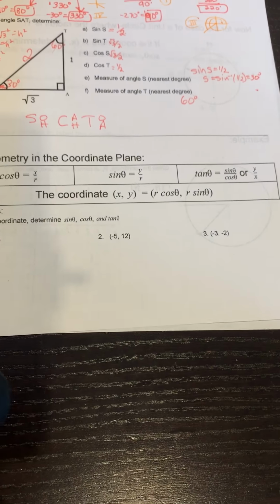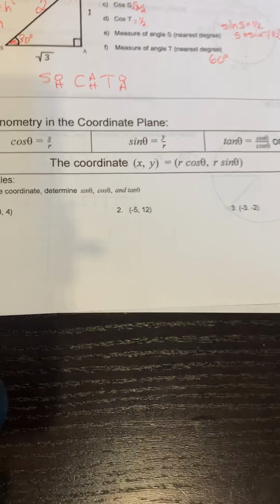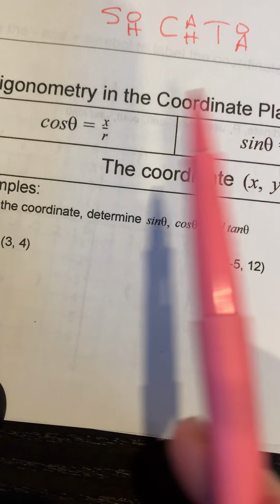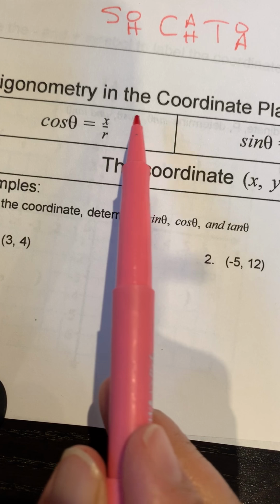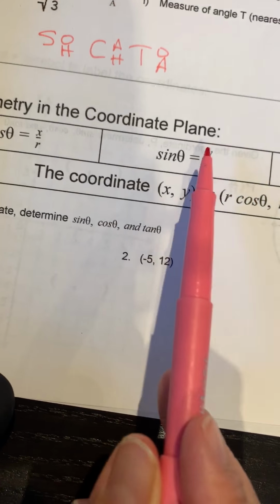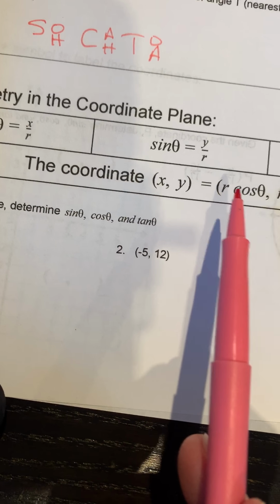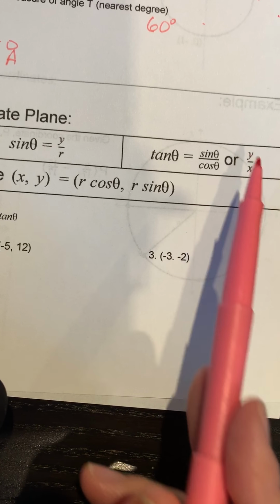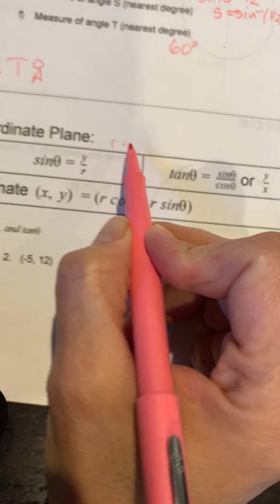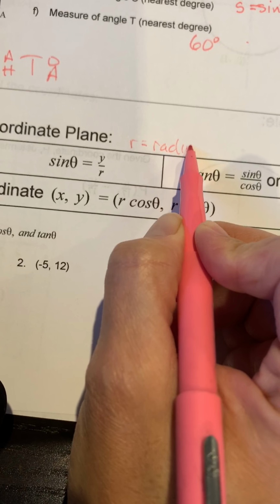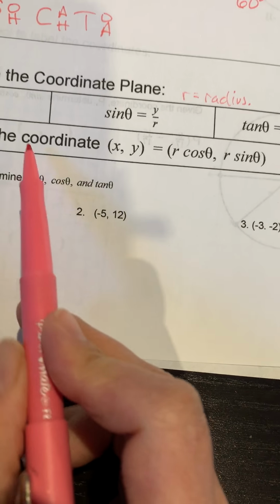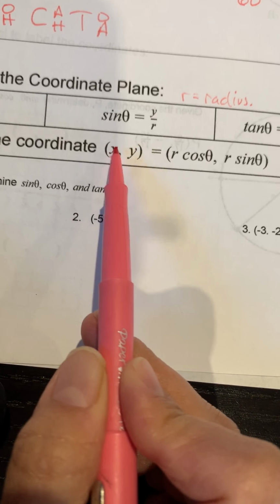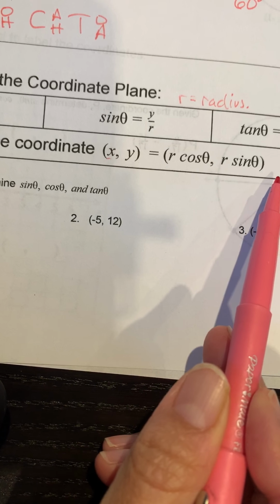All right, so we're talking about the cosine. This is like a formula of a fundamental concept. So the cosine of theta is x over r. The sine of theta is y over r, where r is the radius. I didn't really mention that, I should. And tan of theta is sine over cos, or y over x. And also one more thing: a coordinate x, y is always just going to be r cosine theta, r sine theta.